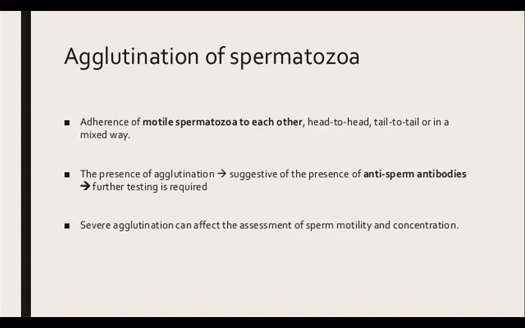Next, moving on to the agglutination of the spermatozoa. In the presence of anti-sperm antibodies, the motile spermatozoa stick to each other in various orientations such as head to head, tail to tail, midpiece to midpiece, depending on the specificity of the sperm antibodies directed against these structures. This is agglutination of spermatozoa.